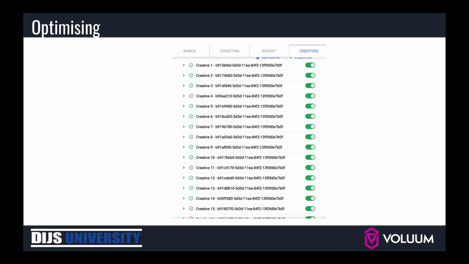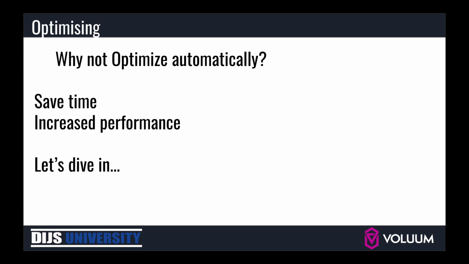As you can see, for a campaign, you can have a tremendous amount of creatives. This was a campaign with 48 creatives, and I'm showing you 15 here. However, you can keep on adding and testing creatives, which makes it quite difficult for you to keep up manually. So the question really is, why not optimize automatically?